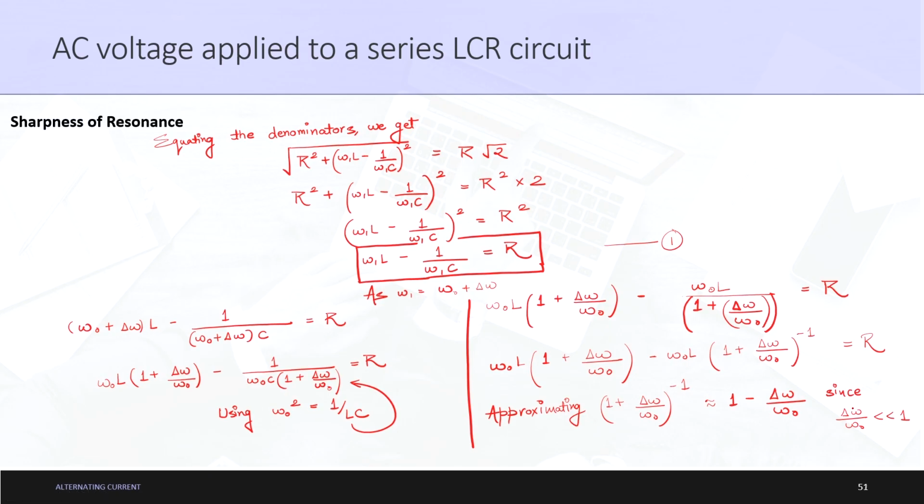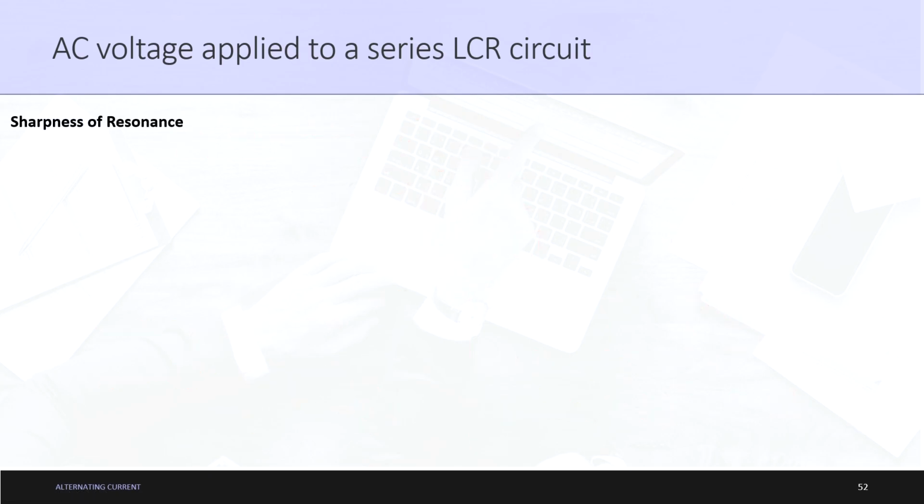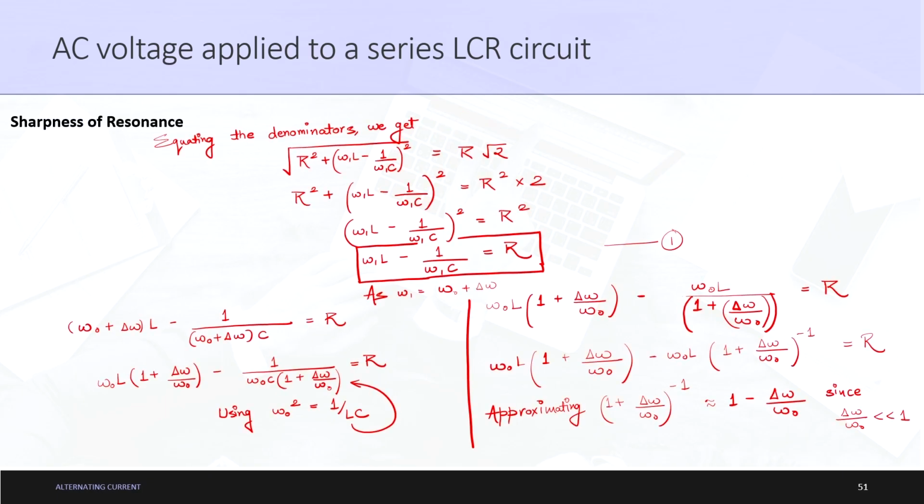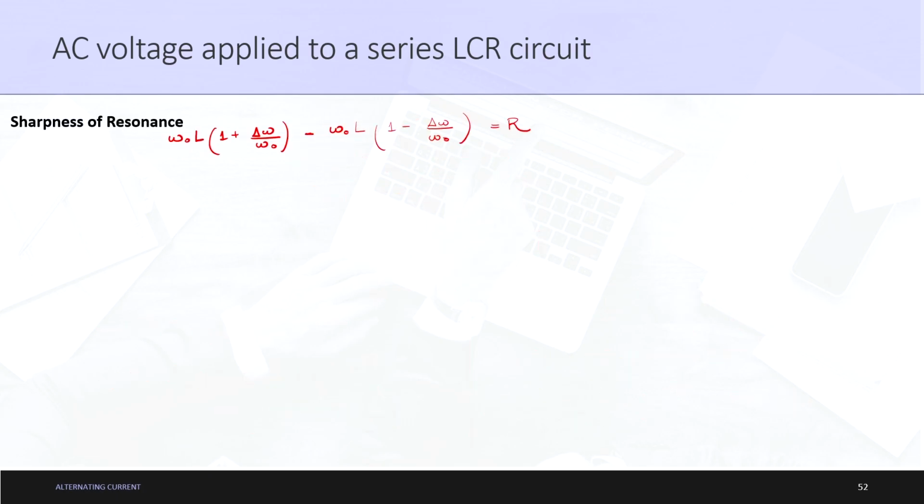So, let us use this directly now. After this we can obtain omega naught L into (1 plus delta omega by omega naught) minus omega naught L into (1 minus delta omega by omega naught), which is equal to R. Okay. I hope this is clear here. So, in place of (1 plus delta omega by omega naught) to the power minus 1, we have just approximated it to 1 minus delta omega by omega naught. Okay. That being said, now the equation is quite clear.